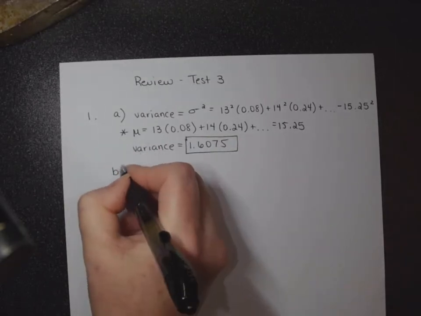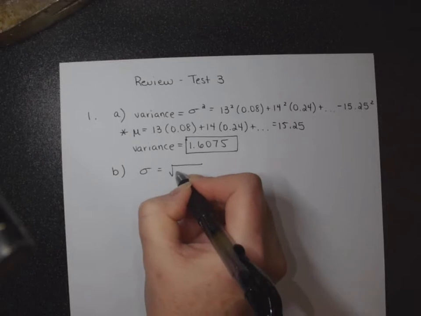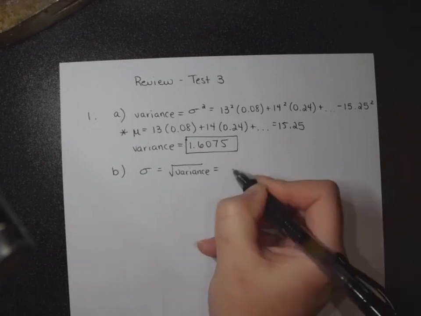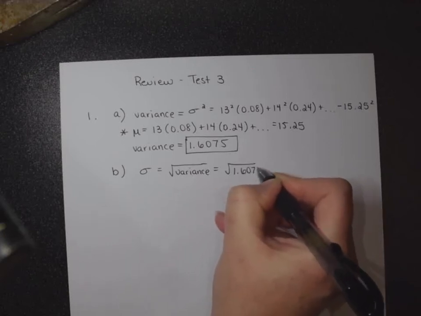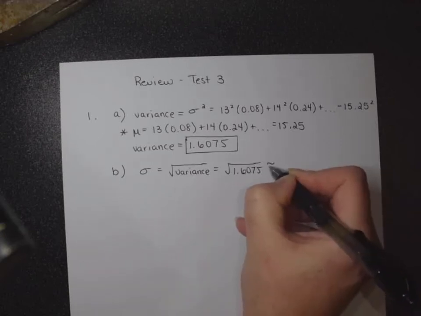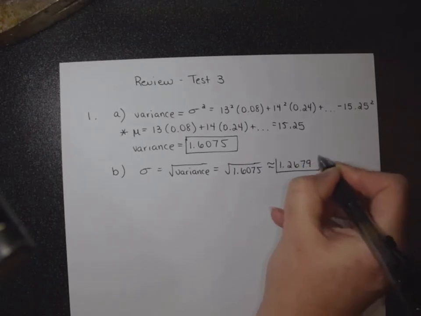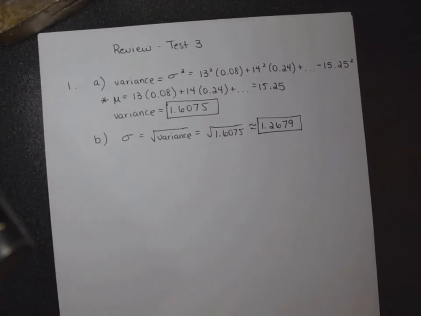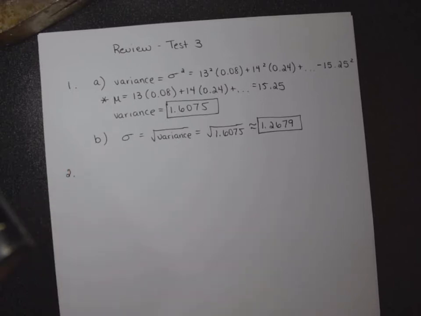And then for part B, if you want to find the standard deviation, you would do the square root of the variance always. No matter which form of variance we're using, you always do the square root when you want the standard deviation. So if you do the square root of that, you're going to get about 1.2679. Make sure you pay attention on the test, especially since it's going to be on Connect, to see how many decimal places it wants. That will probably vary from question to question. All right, let's move on to question number 2.